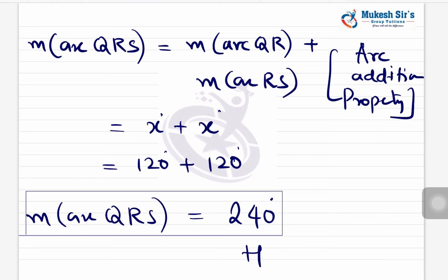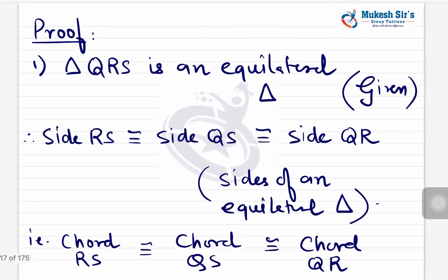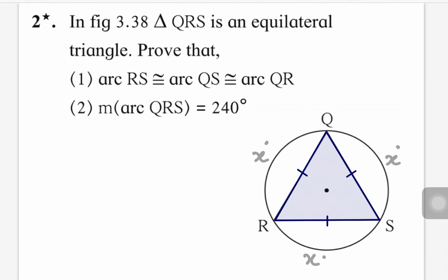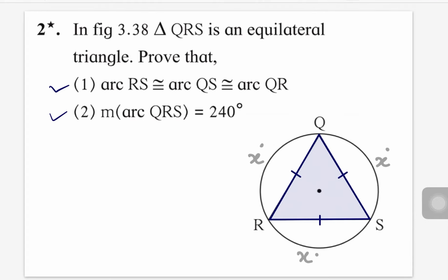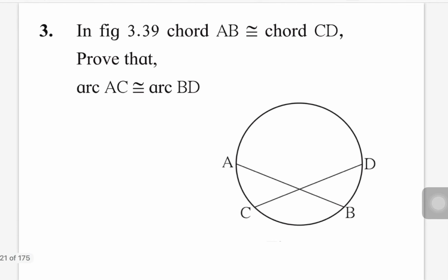Clear? Hence proved. So both the parts are being done. Clear? Arcs are congruent and measure of QRS is equal to 240 degrees. Please write the steps and reasonings properly.